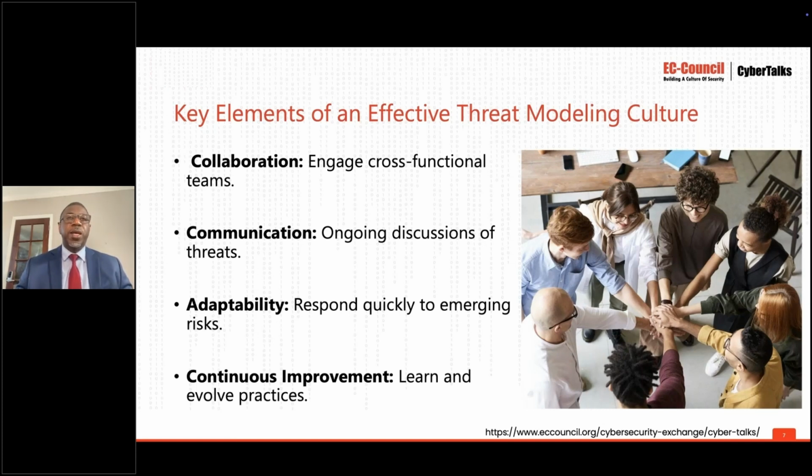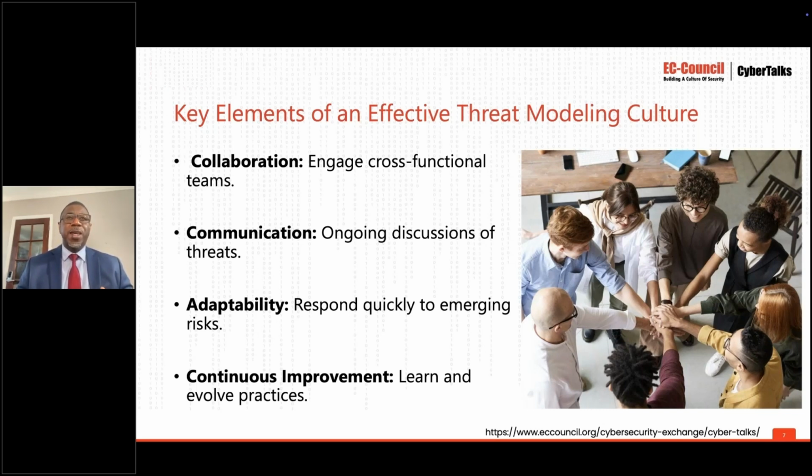And the only way you can do that is if you collaborate across teams, across functional teams, across the organization, across departments. Ongoing communication. With threats, you have to consistently discuss these things, and you want to make sure you have active communication moving back and forth. You do not want to have threats that are going on and then you discuss it one time and then put it aside. You want to ensure that you have a consistent conversation, and then you also want to make sure that it's adaptable. You want to respond quickly to those emerging threats.